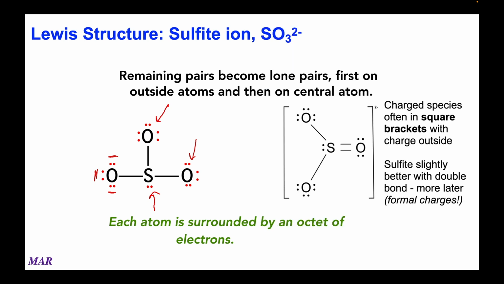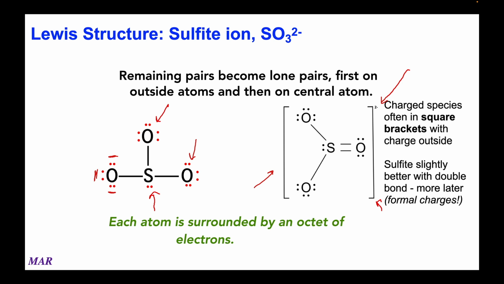If you have a Lewis structure with a charge, a lot of times what people will do is put the structure in square brackets, and then in the upper right-hand corner, they'll put the charge, positive or negative. So sulfite has a 2- charge, so that's why there's a 2- up there. If you see the square brackets, that's the convention to use when you have an ionic compound.